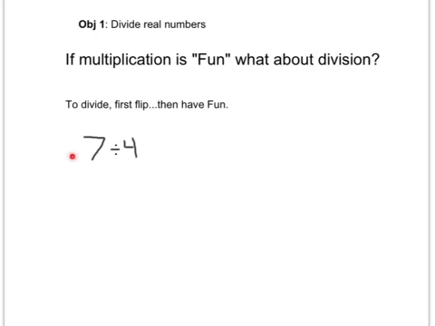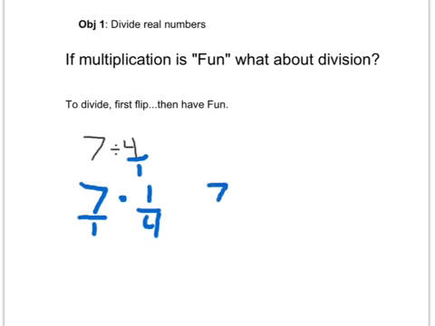We're going to change this problem to a multiplication problem. This first number always stays the same. We're going to change it to multiply, and then we're going to change this guy to the reciprocal. Remember this is the same as 4 over 1, so we're going to multiply it by 1/4. So first we flipped. Now we're going to have fun. We're going to multiply these numbers. So we're going to flip and then have fun.